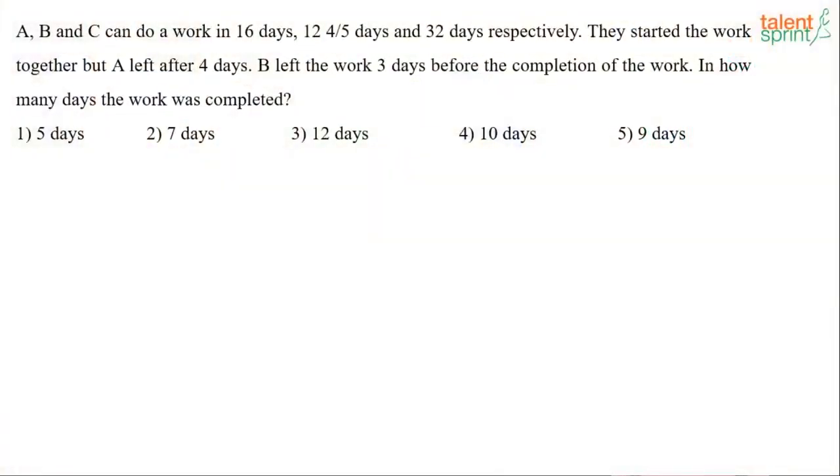There's another one here on time and work again. Here's the question. Try it out. A, B, and C can do a work in 16 days, 12 4/5 days, and 32 days respectively. They started the work together, but A left after 4 days. B left the work 3 days before the completion of the work. In how many days was the work completed?